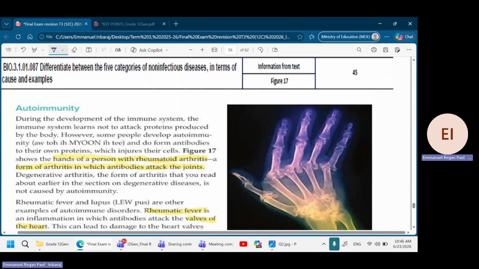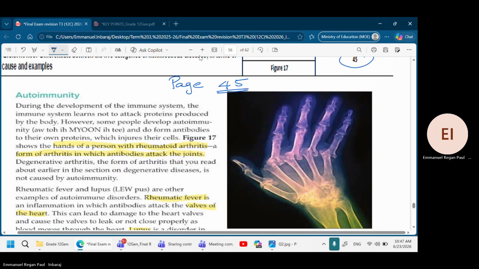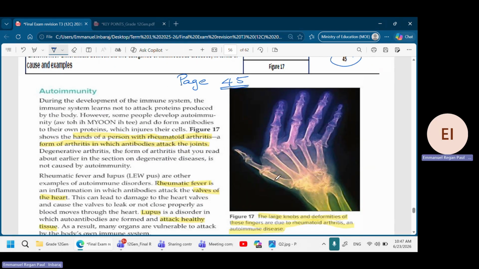Page number 45. Now let's move on to the last question, which is coming from page number 45. And this is about, see, they will give you this picture and they will ask you a question from this picture. You see, what is this? This is actually rheumatoid arthritis. So what happens in rheumatoid arthritis? The large knobs and deformities of these fingers are due to rheumatoid arthritis.